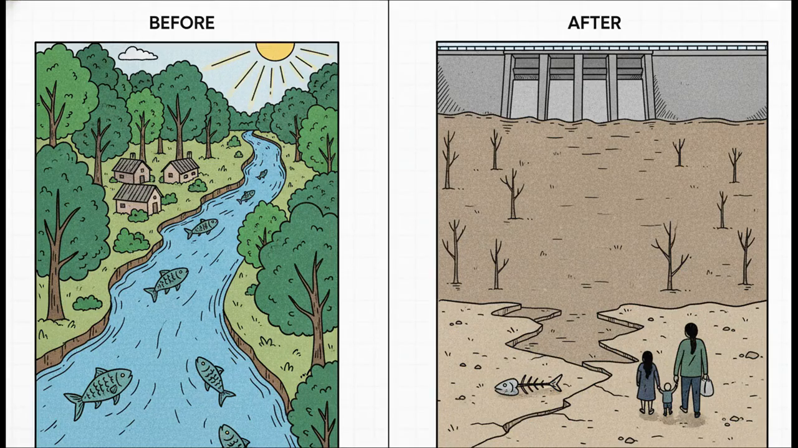Let's dig a little deeper into these problems. You see, when a river's flow is stopped, all the silt and sediment it was carrying just settles at the bottom of the dam's reservoir. This is bad for the aquatic life. Also, the huge lake that forms behind the dam, the reservoir, ends up flooding and destroying huge areas of forest and farmland. But perhaps the most serious impact is the social one.